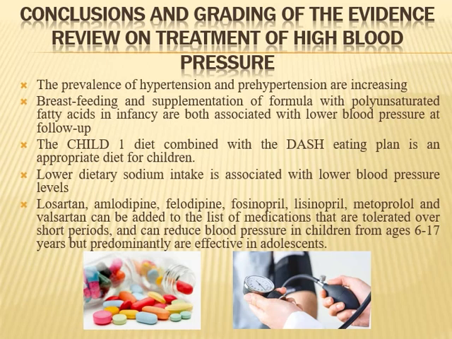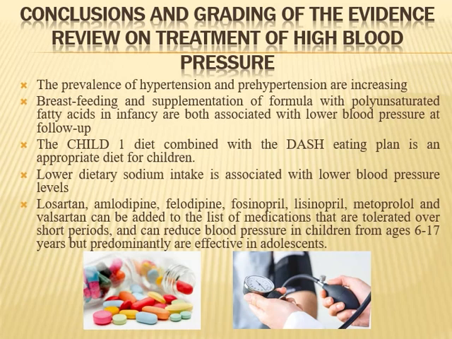A DASH-style diet, which is rich in fruits, vegetables, low-fat or fat-free dairy products, whole grains, fish, poultry, beans, seeds and nuts, and lower in sweets and added sugars, fats, and red meats than the typical American diet, is associated with lower blood pressure. The Child 1 diet, combined with the DASH eating plan, is an appropriate diet for children. Lower dietary sodium intake is associated with lower blood pressure levels in infants, children, and adolescents.